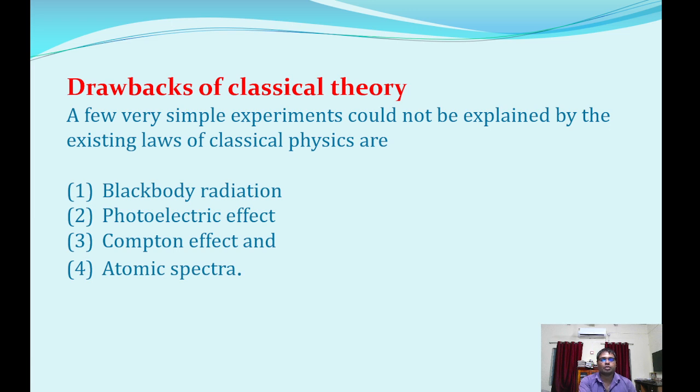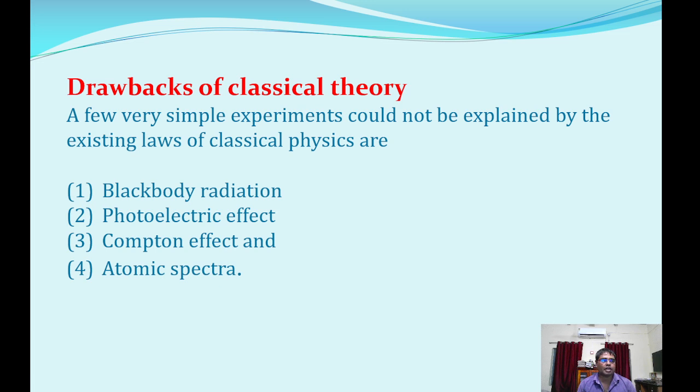The drawbacks of classical theory. Towards the end of the 19th century, scientists felt that probably all the principles of physics had been discovered. During this time, the scientific community witnessed the development of electricity, magnetism, thermodynamic principles, etc. Nowadays, these are called classical physics.